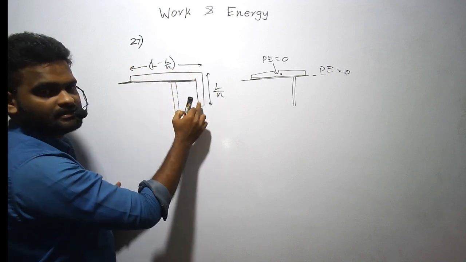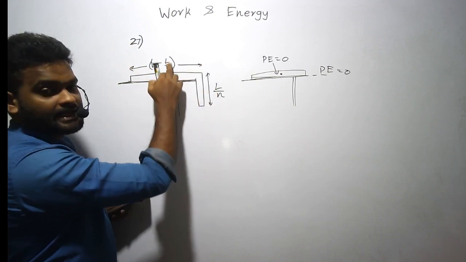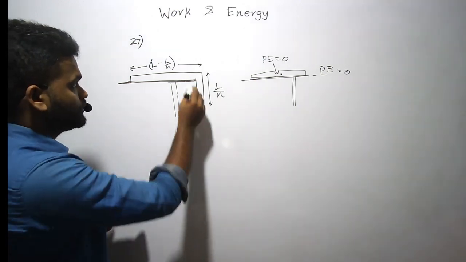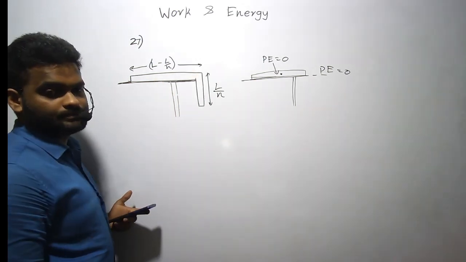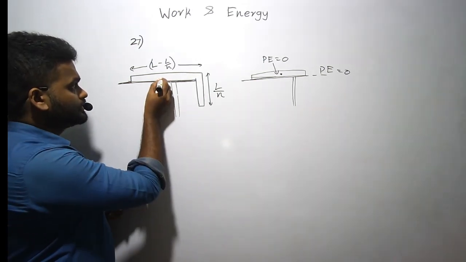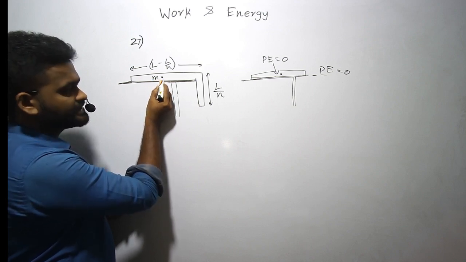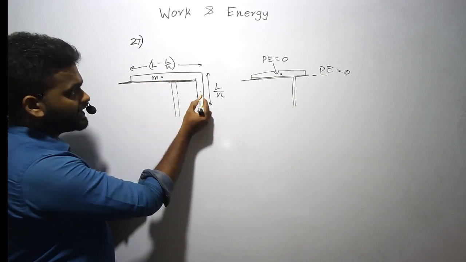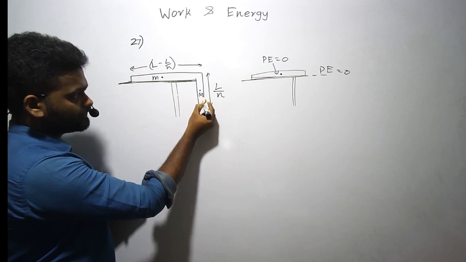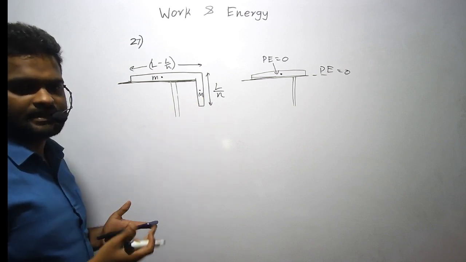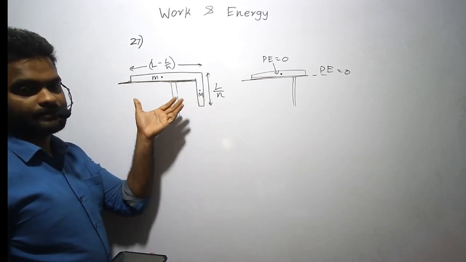Total length is L, so you have to subtract L over N. So you get this one. Let's say the mass of this is small m, and the mass of this is capital M. I'll take it like that, right? Because then it will be easier.